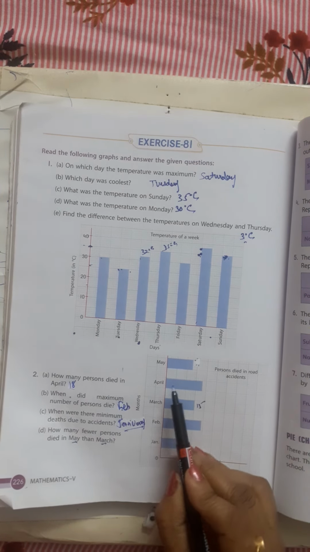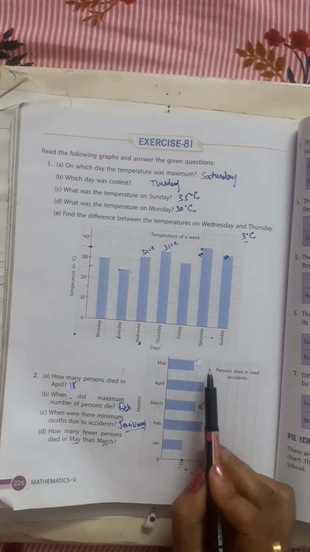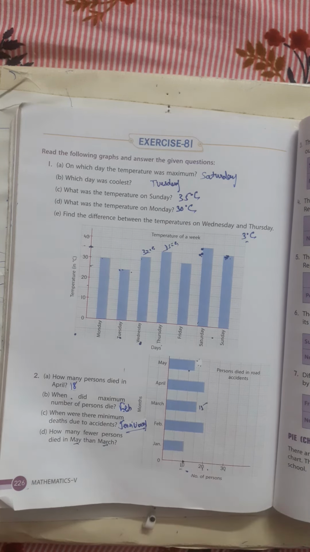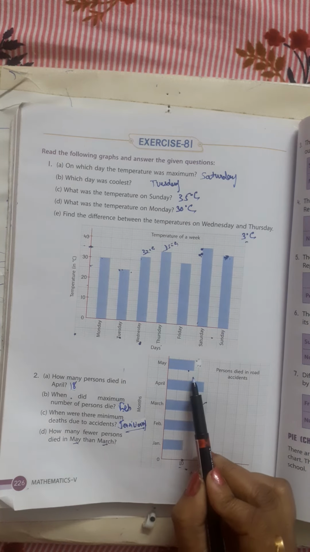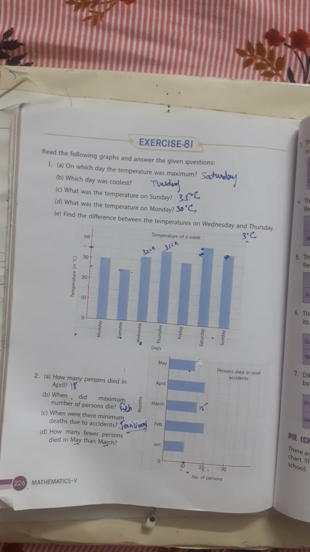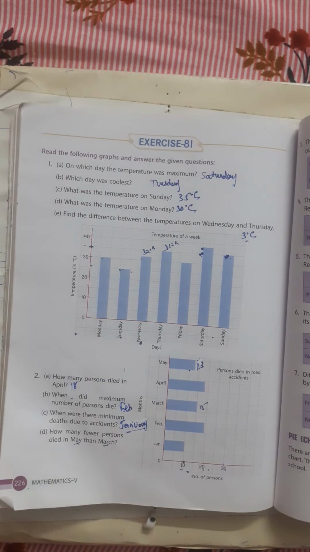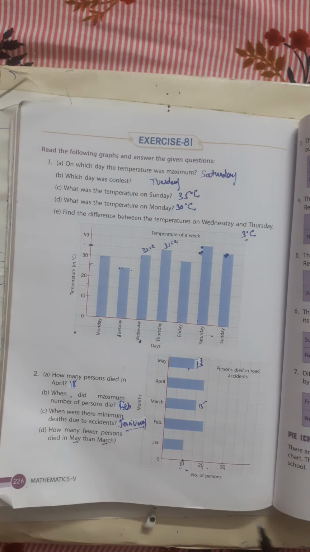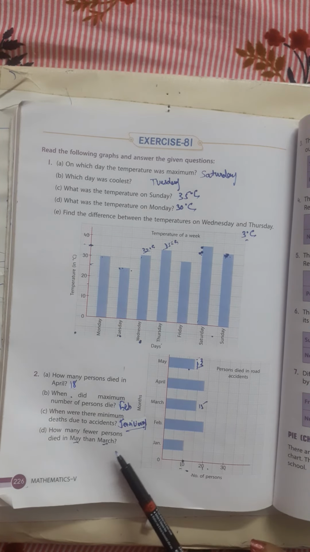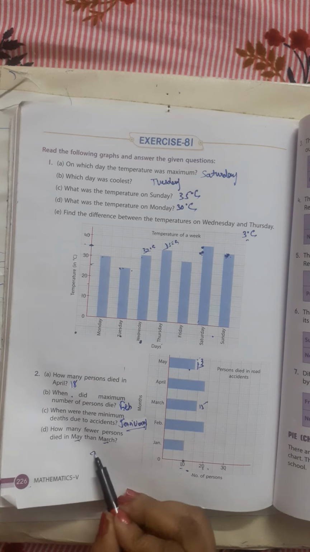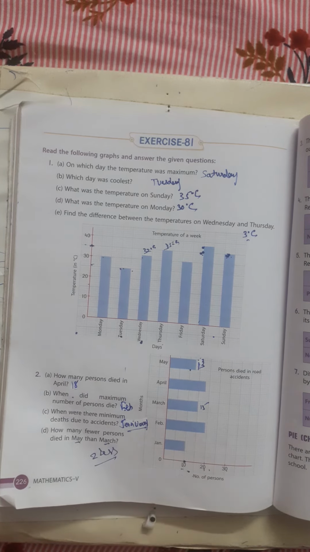How many persons died in the month of May? This is showing how many persons died in the month of May, and it goes till 10. Now we will count how many small squares there are: 1, 2, 3. 10 plus 3 is equal to 13. So 13 persons died in May, and 15 in March. How many fewer persons died in May than March? Subtract 13 from 15, we get 2.